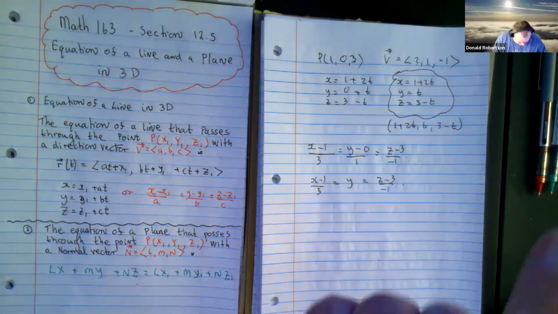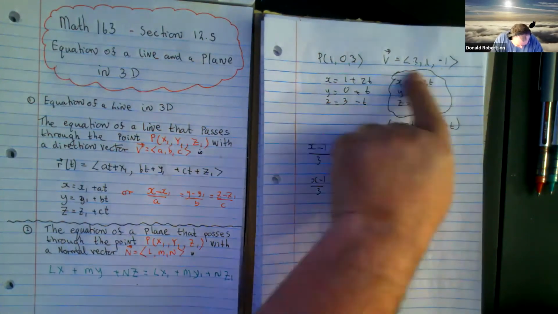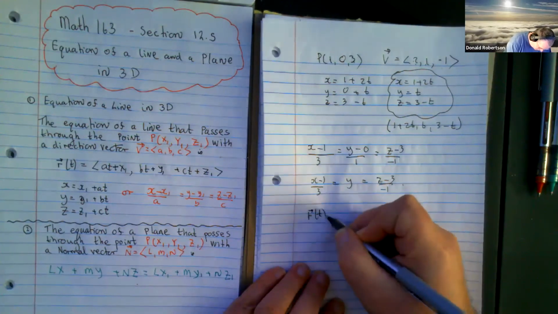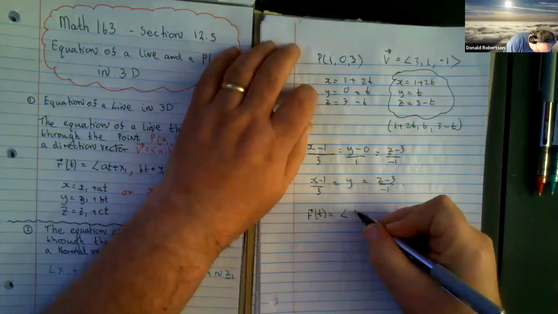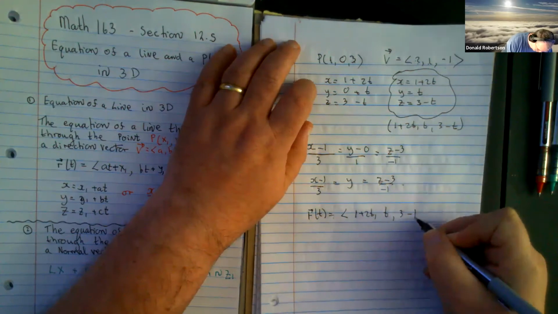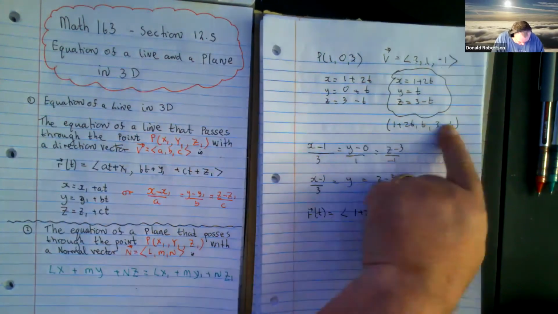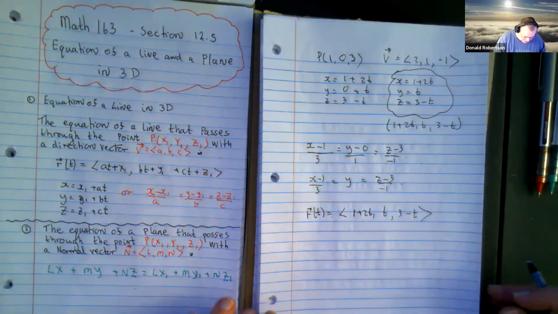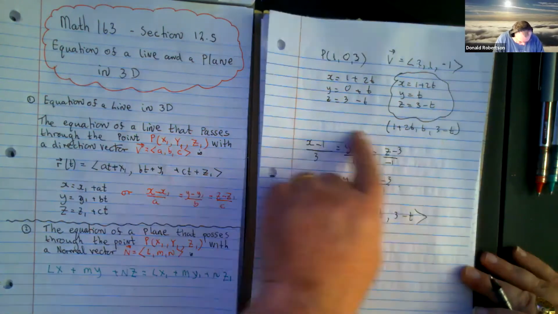Now, symmetric form, parametric form, and finally, vector form. And vector form looks very much like this guy. If you put it all together in one package, which is allowed, you would do that. So, parametric, vector, symmetric.